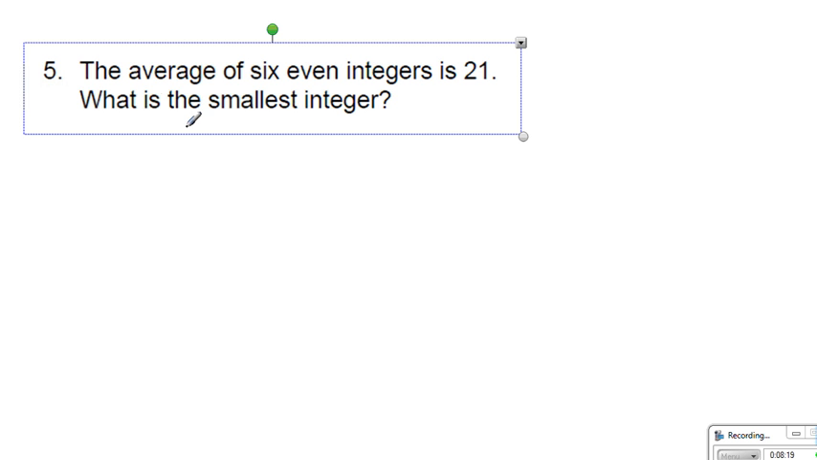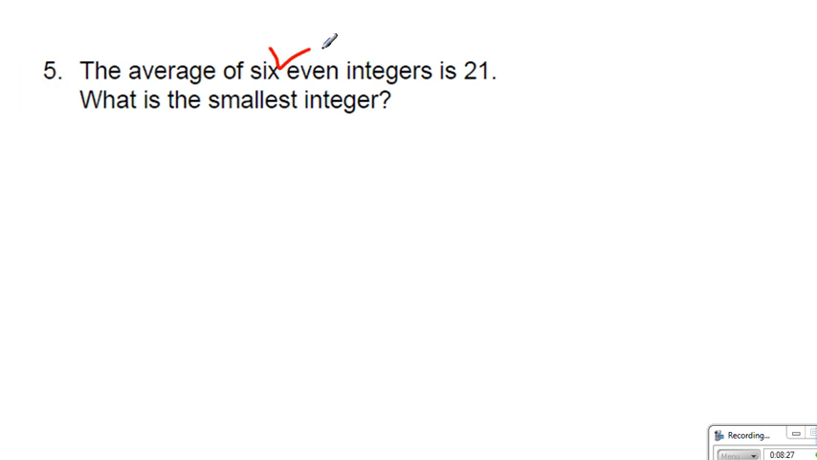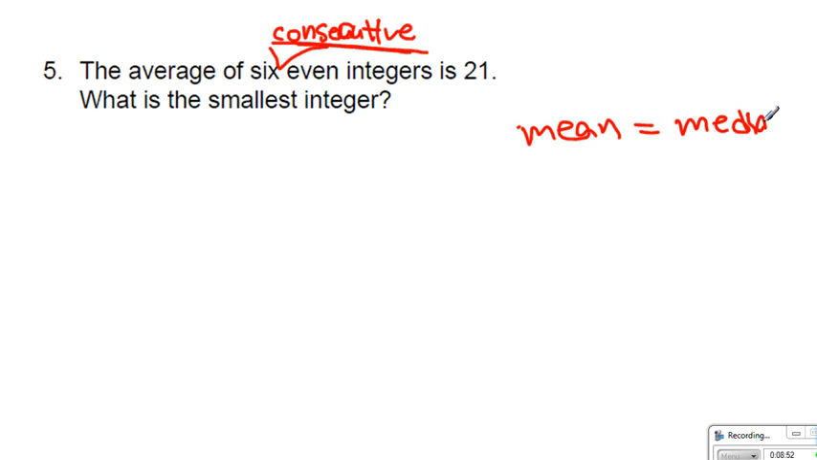Next. Average of 6 even integers is 21. In fact, what I meant to say was 6 consecutive even integers. Now, if you remember, in consecutive numbers, the mean, which is the average in this case, arithmetic mean, is in fact equal to the median. Now, knowing that, how do you find the median of the 6 numbers?